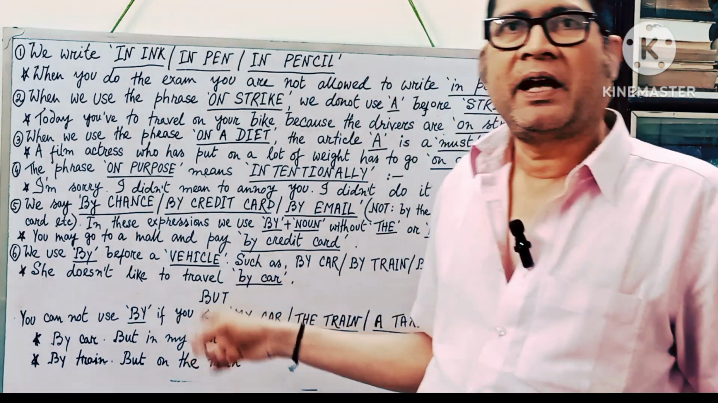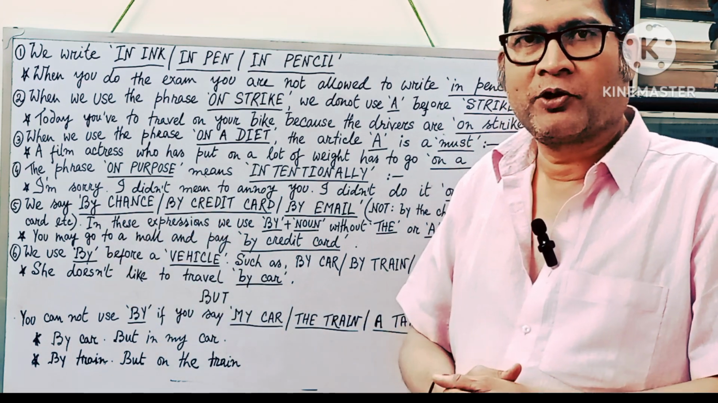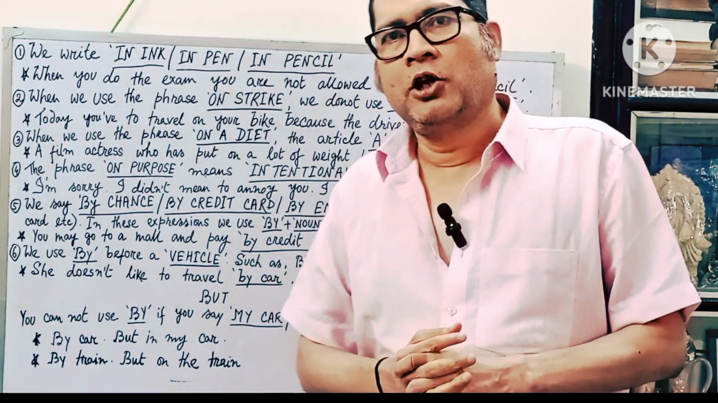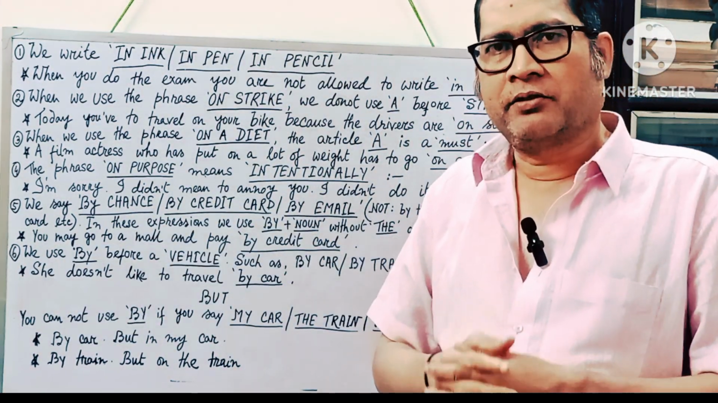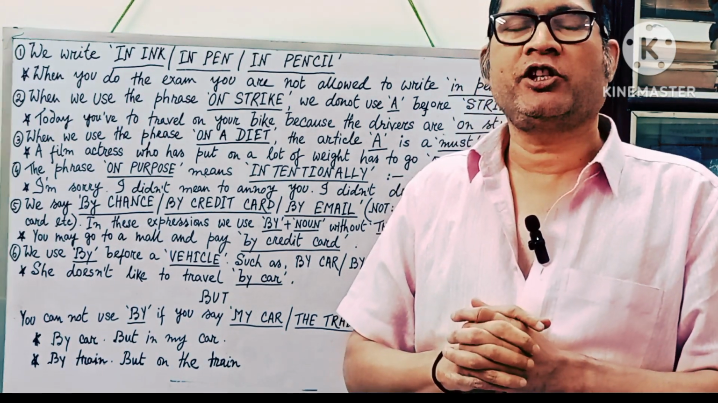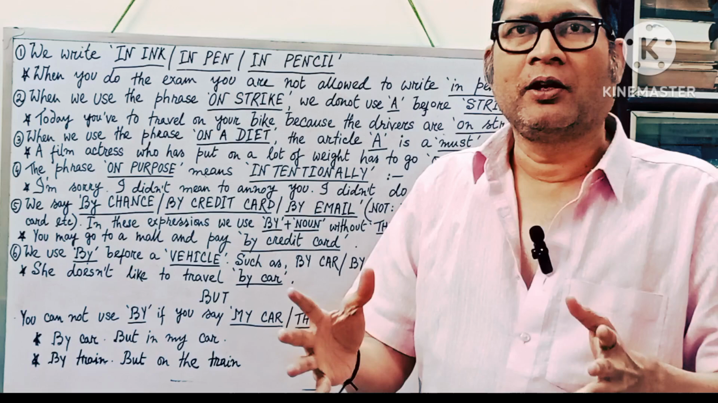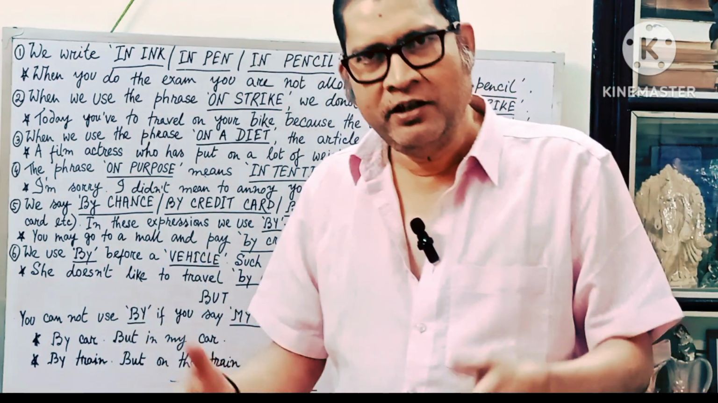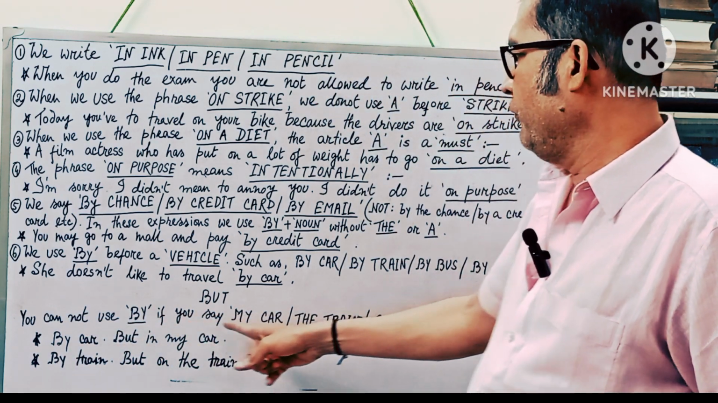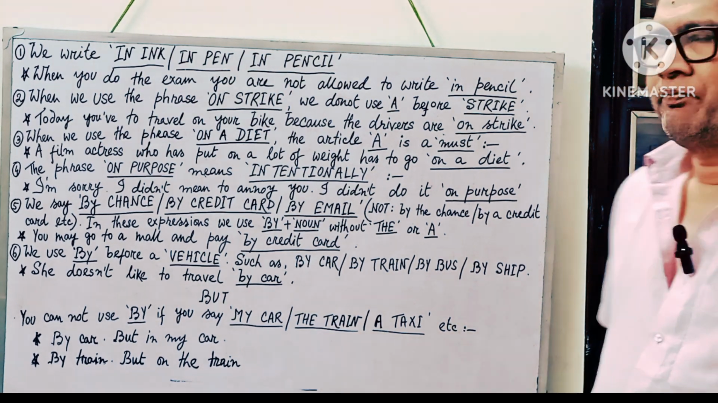Here is a but, and this but makes a huge difference. Why? Now, if you want to use an article or any other word for that matter before a vehicle, do not use by. There the preposition gets changed and the preposition used is in or on. Okay? In or on. Let's see. You cannot use by if you say my car, the train, a taxi, etc.